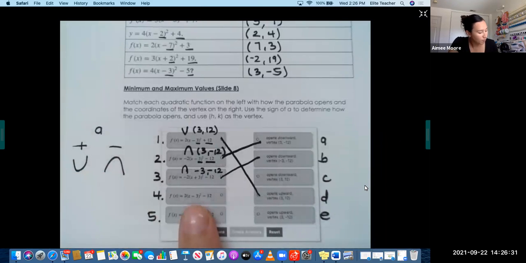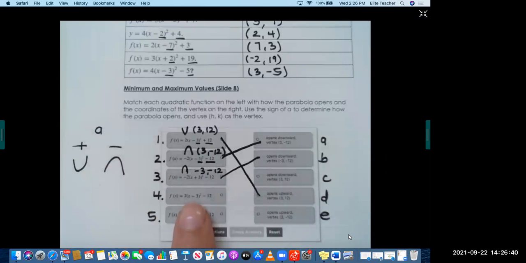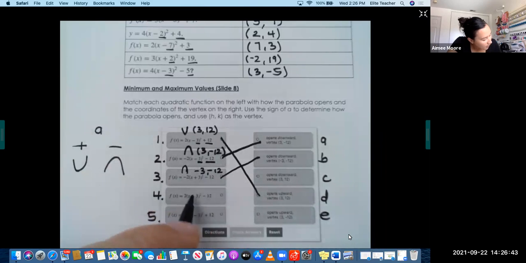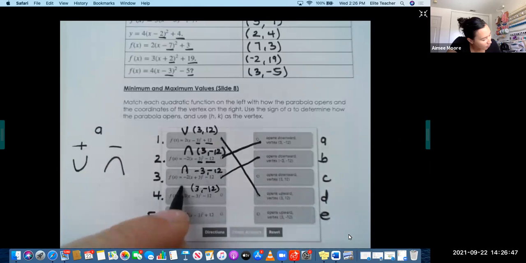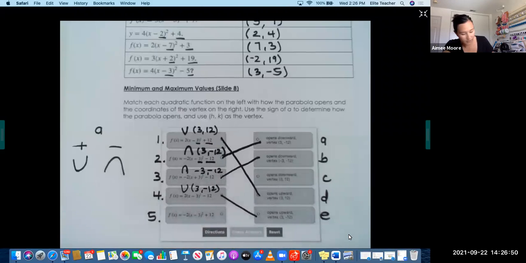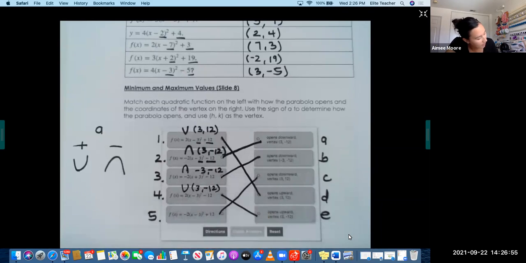John, what did you get for number 4? Is that C or E? E. Yes, E. Excellent. So our vertex is 3, -12, and then it opens up, which is E. Very good. And then by process of elimination, we know that 5 is C. And just for fun, A is negative, so we know it opens down. And then the vertex is 3, 12. And that's why it's C.